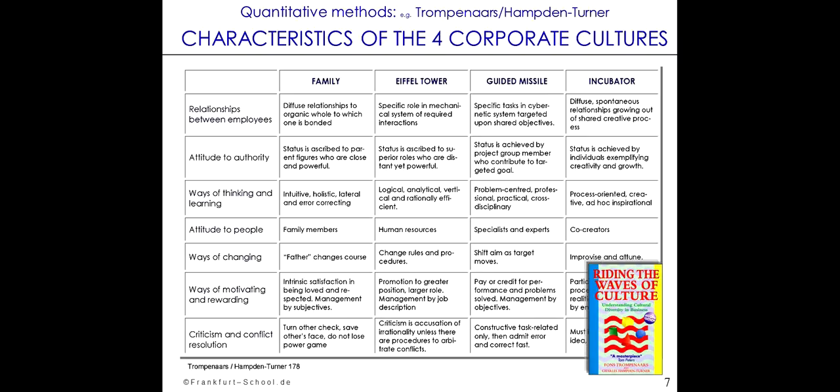Again, you may want to take a moment to look at the details of this chart. Looking at indicators such as relationships between employees, attitude to authority, ways of changing, or criticism and conflict resolution, Trompenaars and Turner suggest distinguishing between basically 4 types of corporate cultures, which they named family, Eiffel Tower, guided missile, and incubator. You may ask whether typologies of this kind can ever reflect the great diversity of companies really existing worldwide, and also perhaps what practical consequences can be drawn from this.